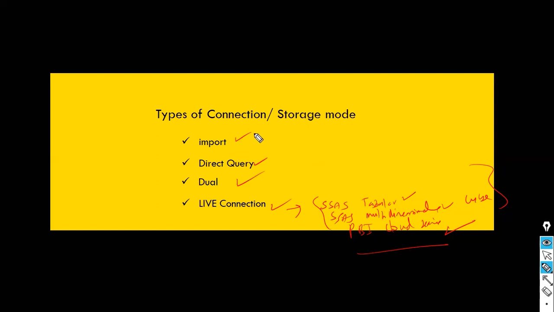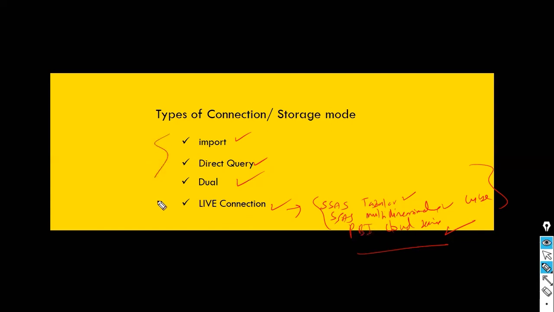So now you understood at the high level what the different types of storage mode are. You can use import. In the case of import, the data will get loaded inside your Power BI desktop itself. Direct query is not like that. The data will not get loaded locally. Instead, Power BI will send the query to your source system, SQL Server, Oracle. It sends the query to the SQL source system server itself. The output will be sent back from your source system to your Power BI desktop. Dual is a hybrid of these two, and live connection supports only these 3 things.